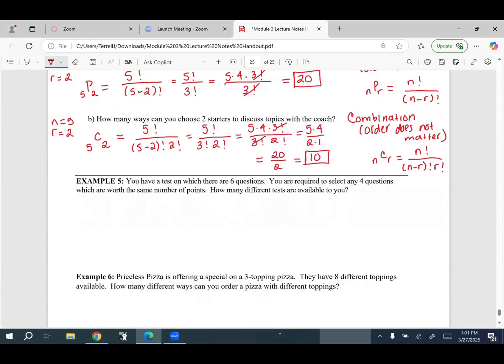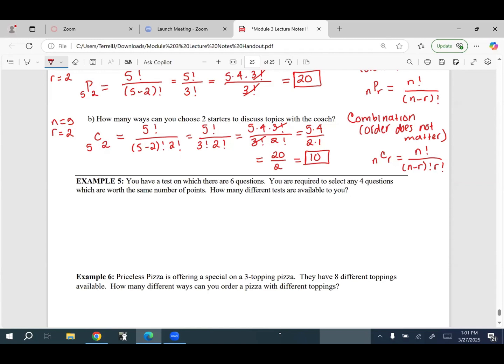Okay, you have a test in which there are 6 questions. You are required to select any 4 questions which are worth the same number of points. How many different tests are available to you? So again, I have to determine, is this a permutation or a combination? And so I have to question, does the order matter here?